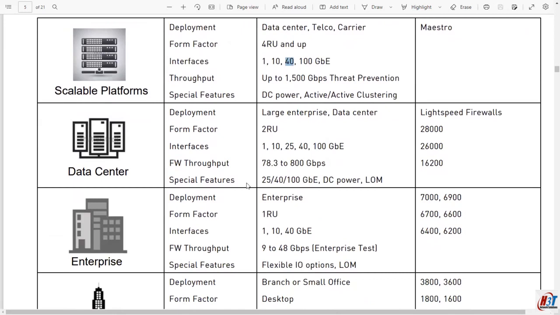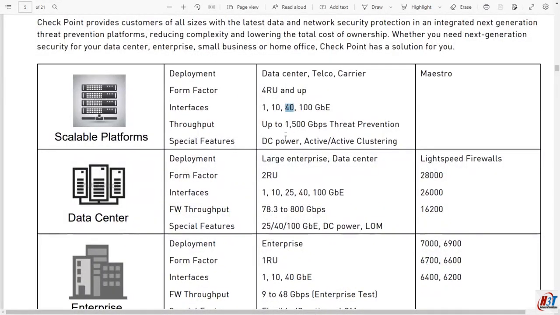Then the firewall throughput is what matters, right? If you see the scalable platform, it goes up to 1500 Gbps. Now the data center would be a bit less compared to that one, but it still has a throughput from 78 to 800 Gbps. And the special features are you can get 25, 40, and 100 Gbps Ethernet ports. Now you have the DC power as well as LOM.